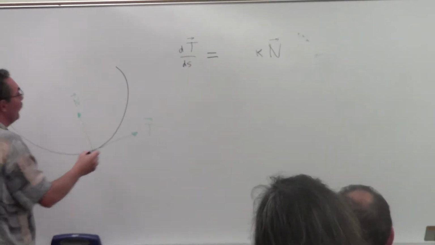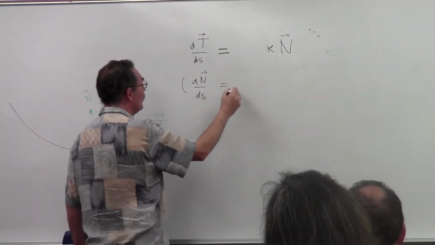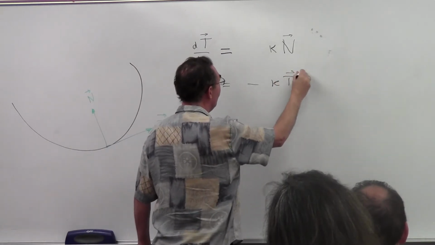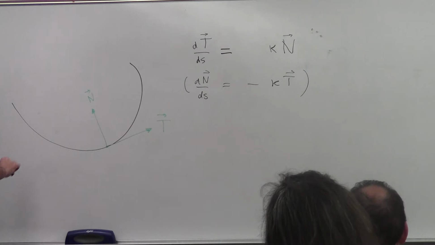Then there's a second formula which I will not use, but if you start doing calculations, it's useful to know. The derivative of the unit normal is minus the curvature times the unit tangent. So this is essentially what the curvature is for plane curves.